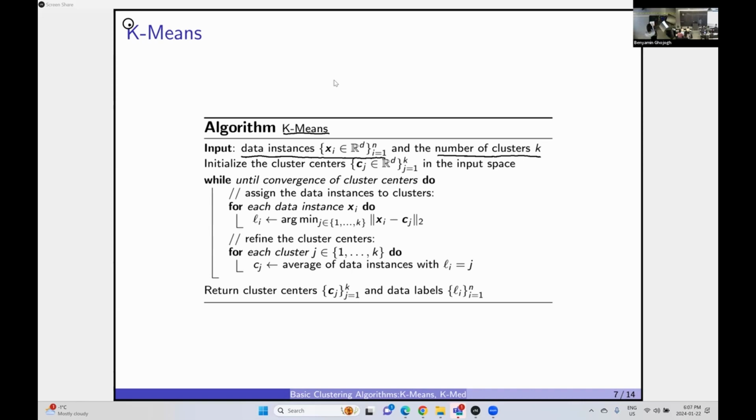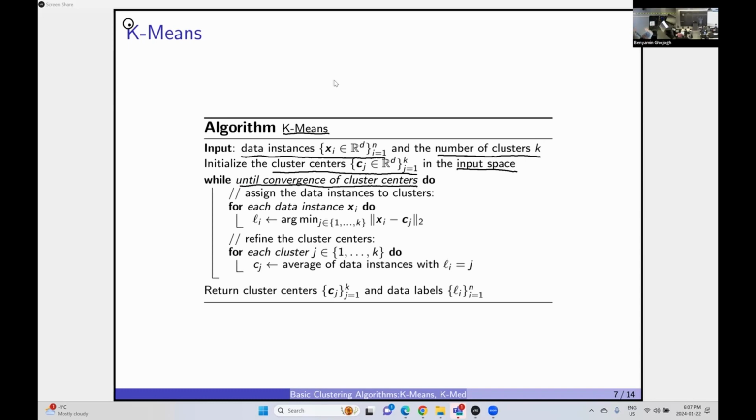Then you initialize the cluster centers in the input space randomly. You see in the input space what is the acceptable domain of your data, and in that domain you initialize your cluster centers. They don't necessarily have to be one of the data points. So we have k cluster centers randomly in this space. Then, until convergence of the cluster centers, because we are going to move them iteratively.